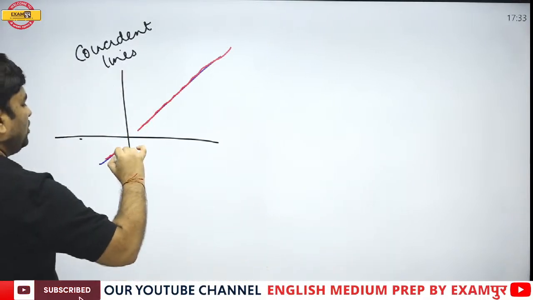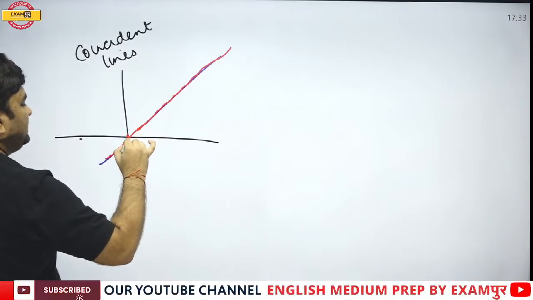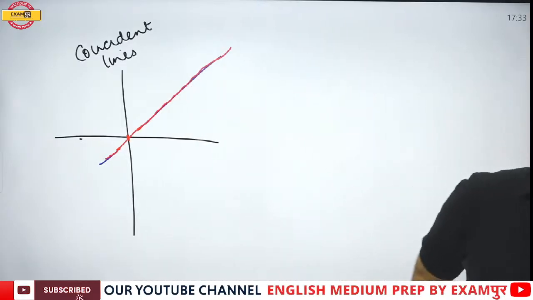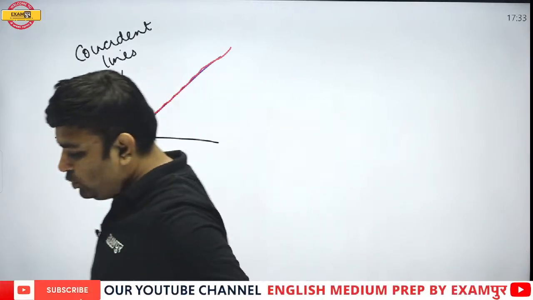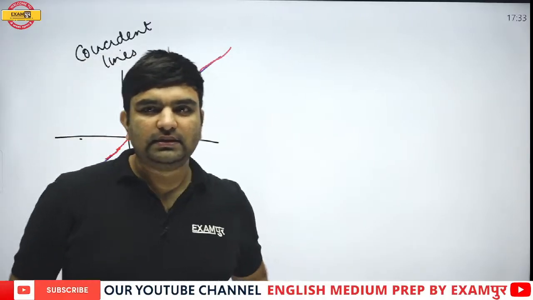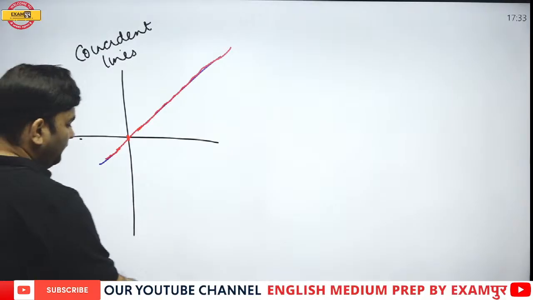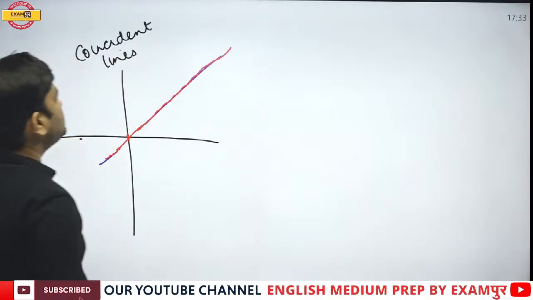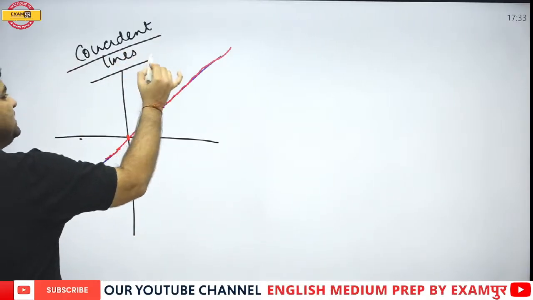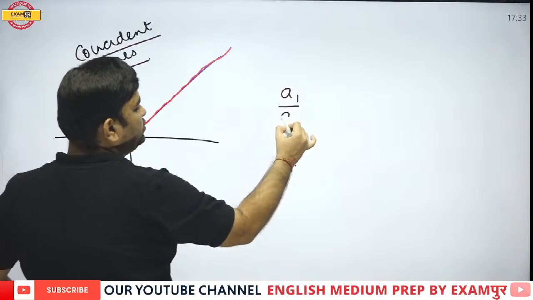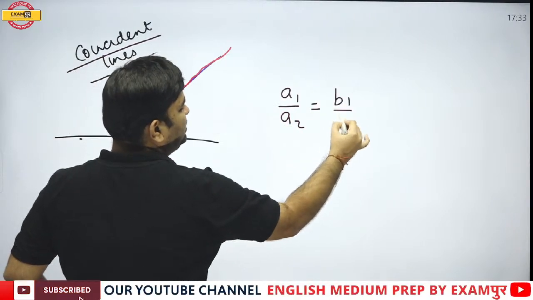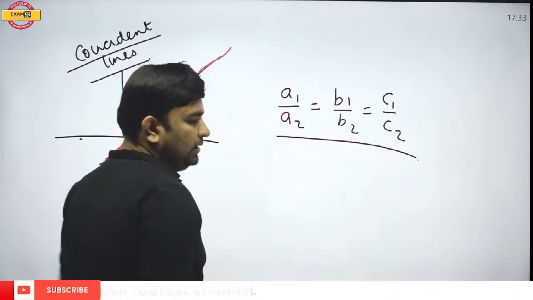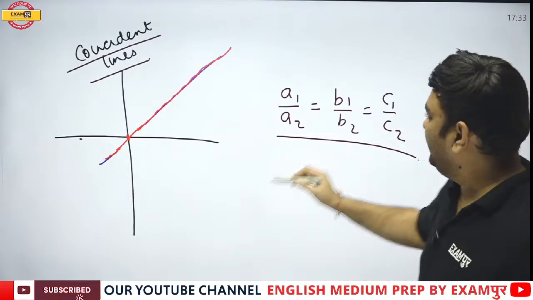Even their slopes are equal, and their y-intercept is also equal. Now, coincident lines are the case where their slopes are equal and the intercept is also equal. So what is the condition of the coincident lines then? You will say, sir, A1 upon A2 is equal to B1 upon B2 is equal to C1 upon C2. This is the condition for coincident lines.